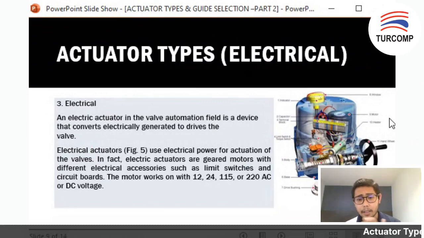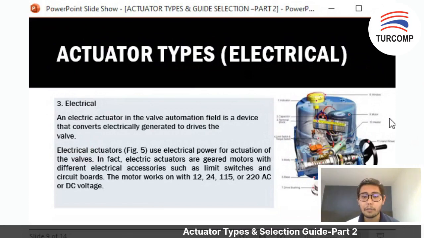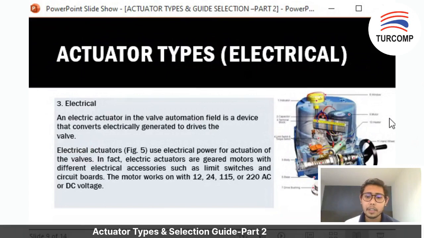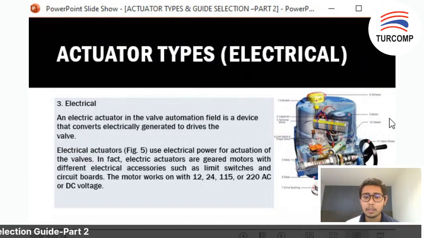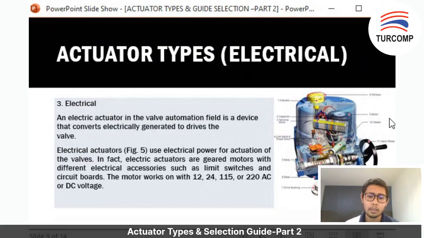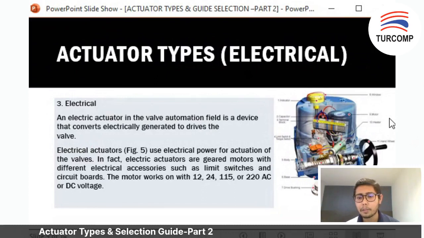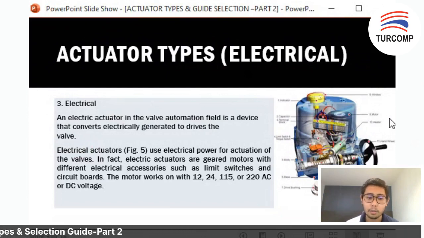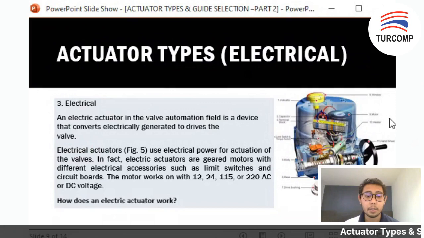Electrical actuator, as per figure 5, uses electrical power for actuation of the valve. In fact, electric actuators are geared motors with different electrical accessories such as a limit switch and circuit board. Everything is inside the actuator. So it comes with various motors working with 12, 24, 115 or 220 AC or DC voltage. How does an electric actuator work?